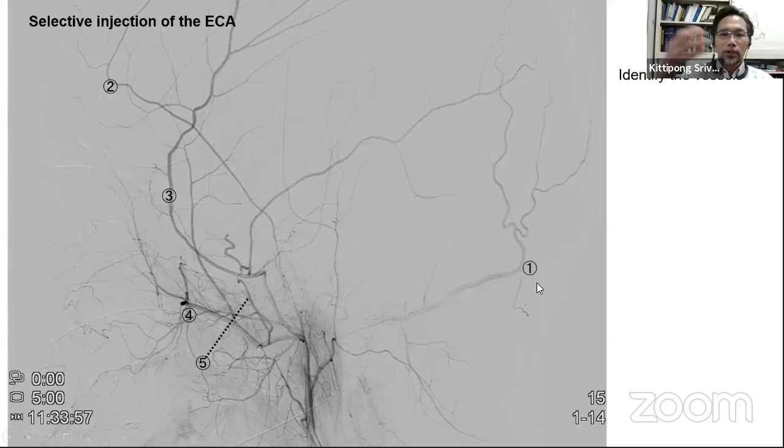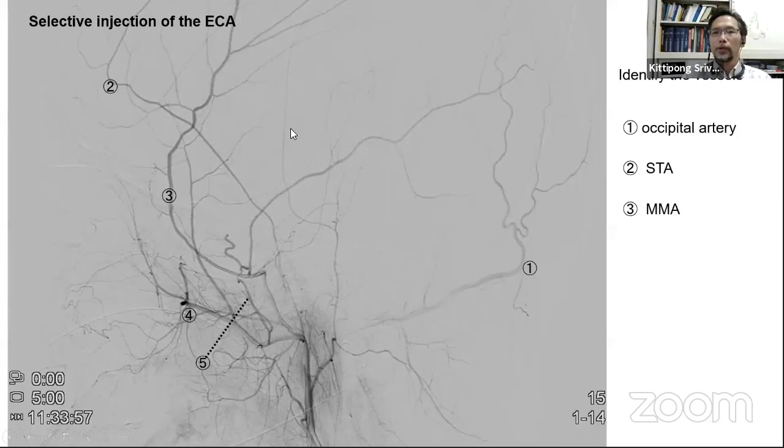So let's imagine you're trying to answer the name of the vessels. Okay, number one, what is it? It's the occipital artery. Number two, this is the superficial temporal artery. It's smaller than the MMA because this MMA probably has something up here. I don't know. So this is the MMA. Okay, number four, what is it? In this angle, it's the sphenopalatine artery branches.